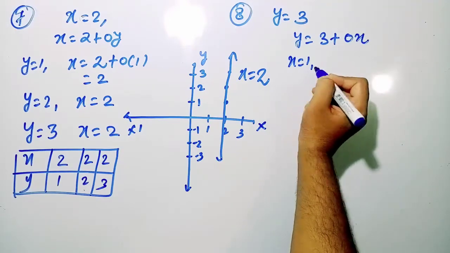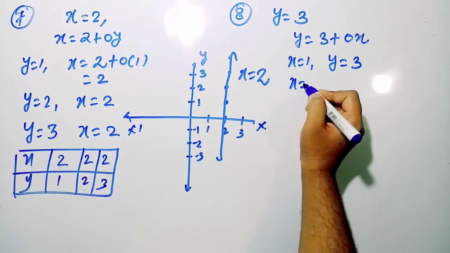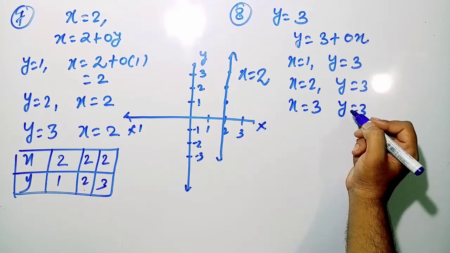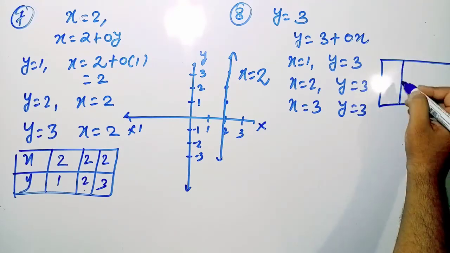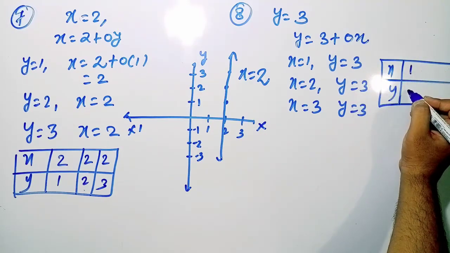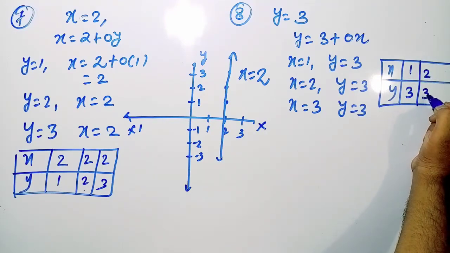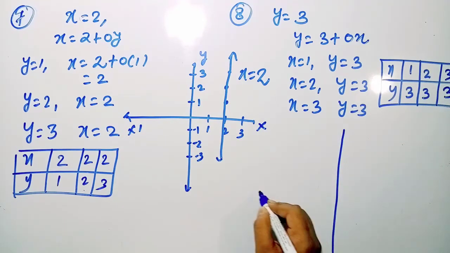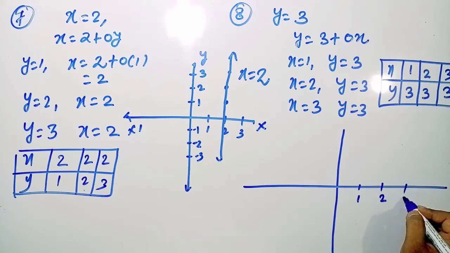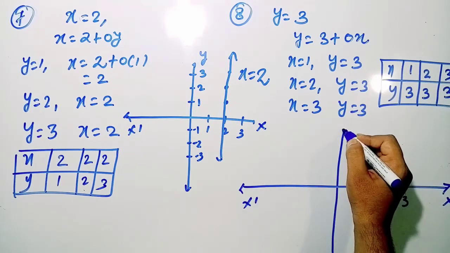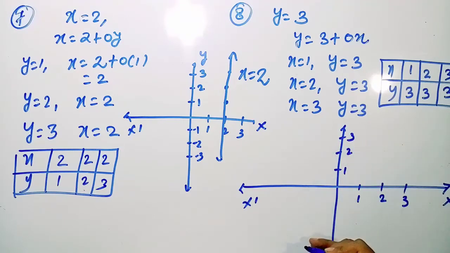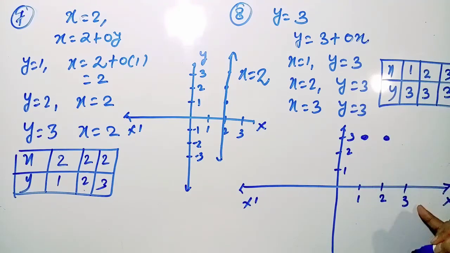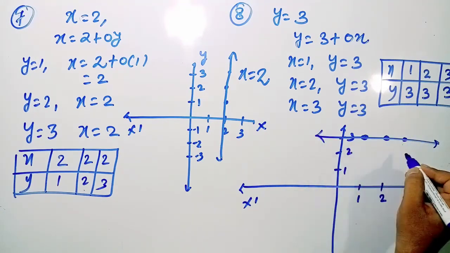Similarly, we can write for y is equal to 3. So if we take x is equal to 1, y will be 3, x is equal to 2, y will be 3, and x is equal to 3, y will be 3, because variable x is missing over here. So again tabulating these points, 1 3, 2 3 and 3 3, right? Okay, now drawing the graph, x and y axis over here, and denoting the points on the y-axis, 1 2 3. Now 1 and 3, 2 and 3, 3 and 3. So students, this line is parallel to the x-axis.